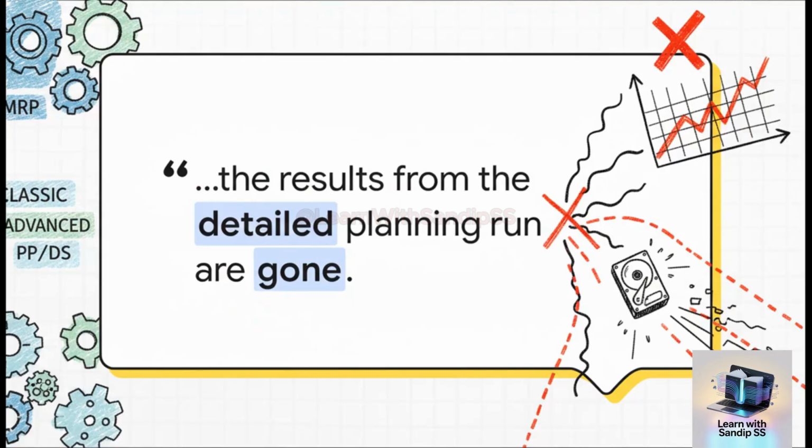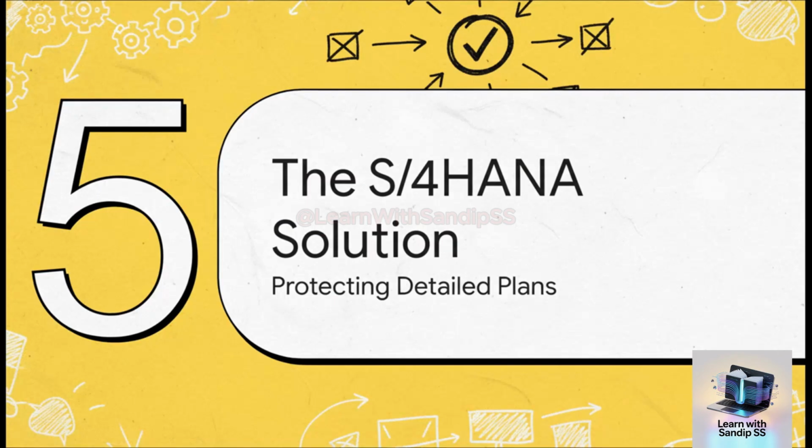And hey, you don't have to take my word for it. This quote is pulled directly from SAP's own documentation. It says it right there in black and white, no room for interpretation. The results from the detailed planning run are gone. That is the critical conflict we're talking about. Okay, so that's the problem, and it's a big one. So how do we fix it? How can we get the best of both worlds? Use MRP Live for our standard materials without it wrecking the detailed plans for our critical ones?